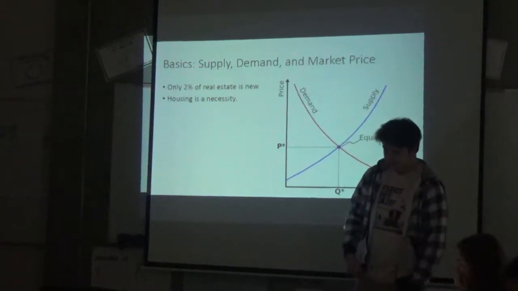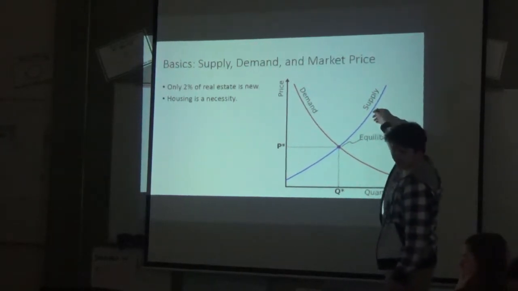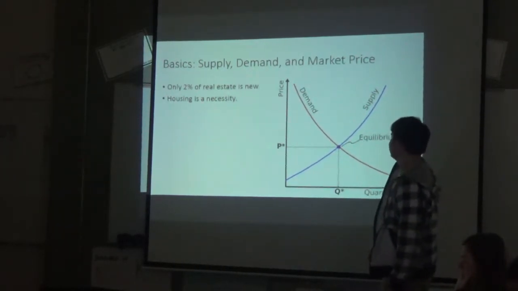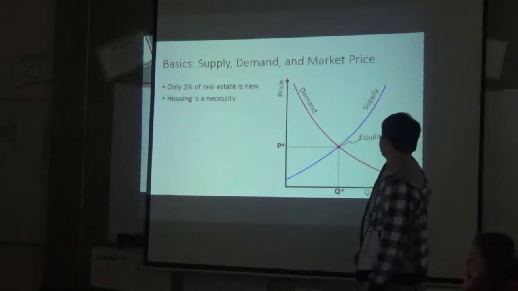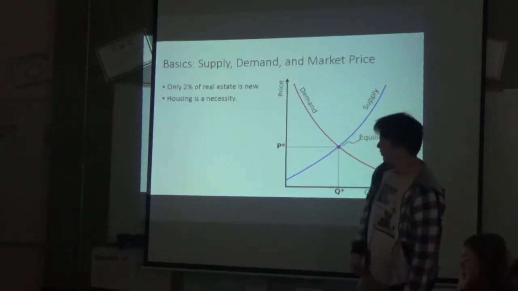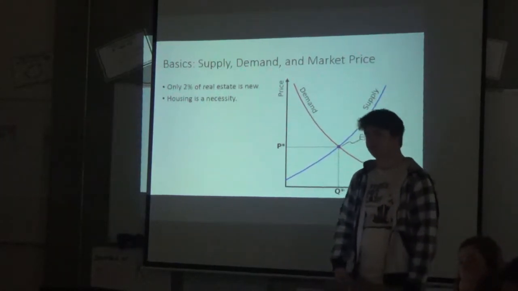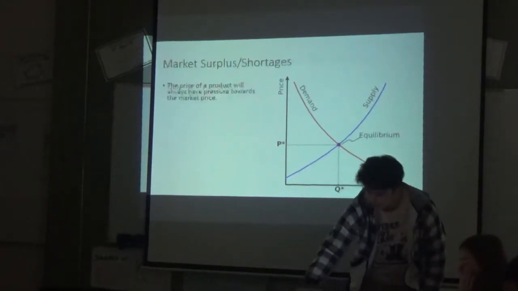And if the price is set too high for an item, there will be excess supply. And if the price is too low, there will be an excess demand. Which, that doesn't really make sense with this graph. So the market strives to be at that equilibrium point? Yeah. We'll talk more about that in a bit.